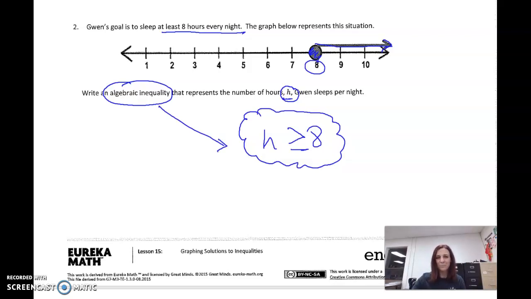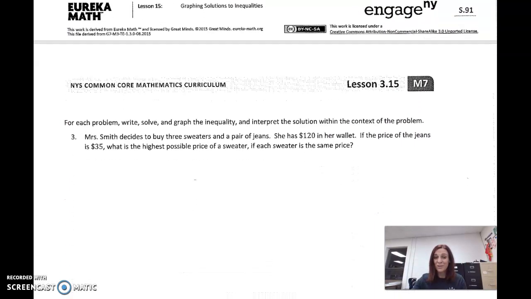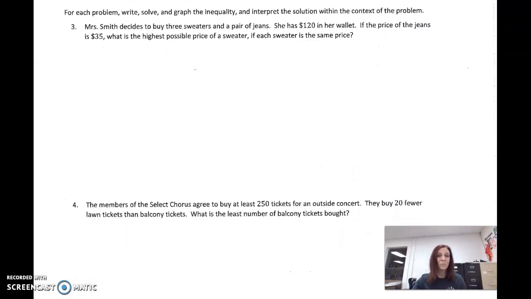Hint for your homework. All right, and I'm going kind of quick, so if you need to pause it, go ahead. Just a couple more examples. So for each of these, we need to write, solve, and graph an inequality and interpret it, okay?